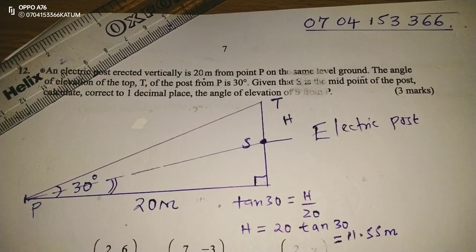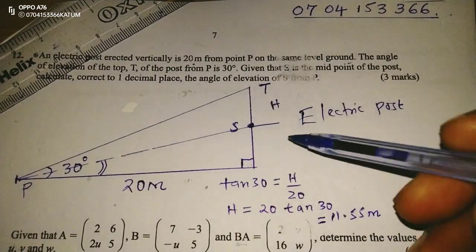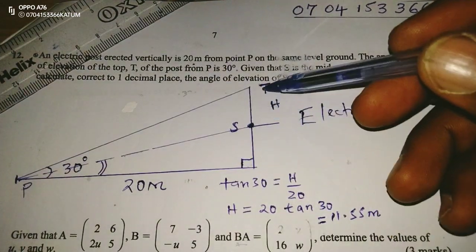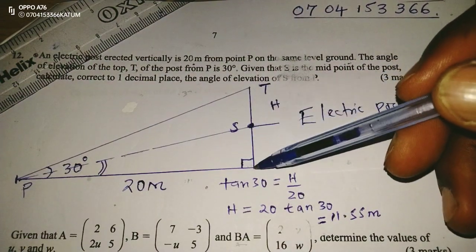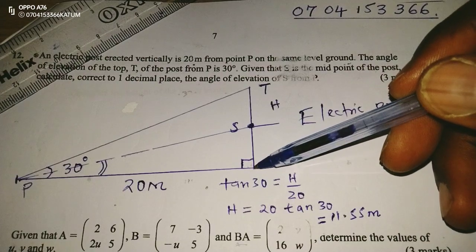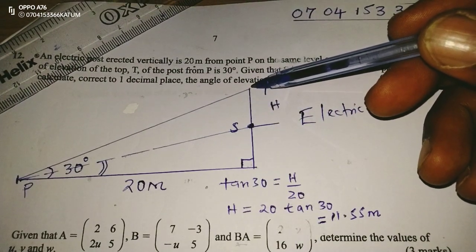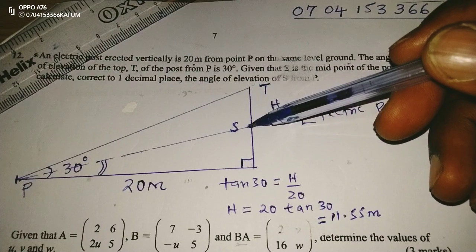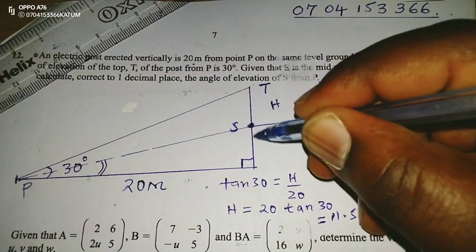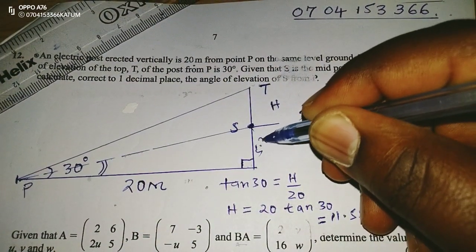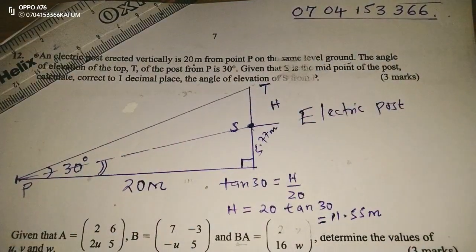meters. So if the total height from the bottom of the electric post to the top is 11.55, we can get half the height, because we are told S is the midpoint of the post. Therefore, we can divide this by 2 to have 5.77. So from here to here is 5.77 meters.